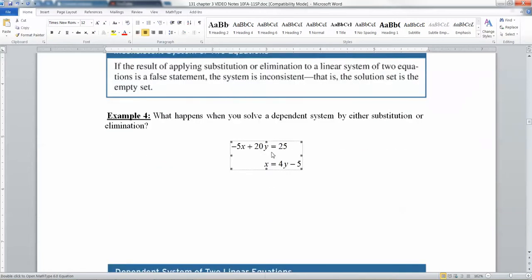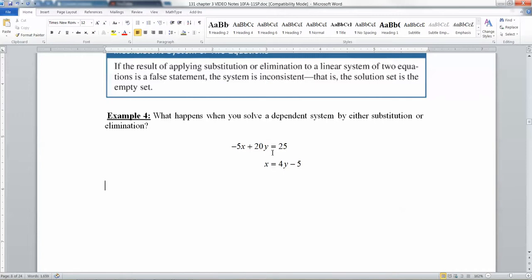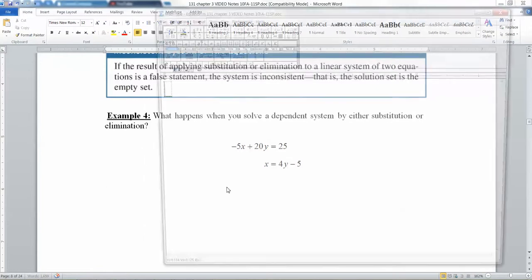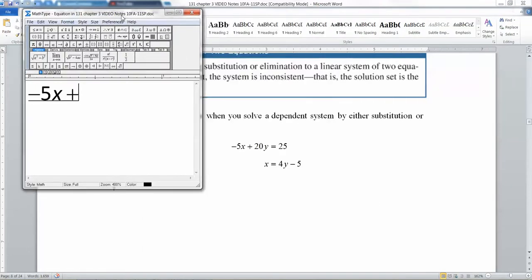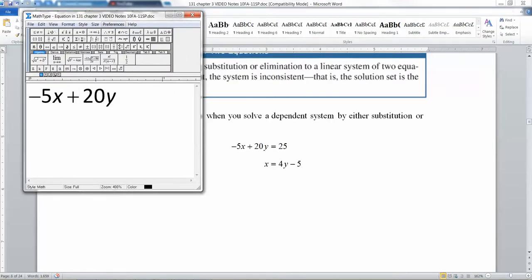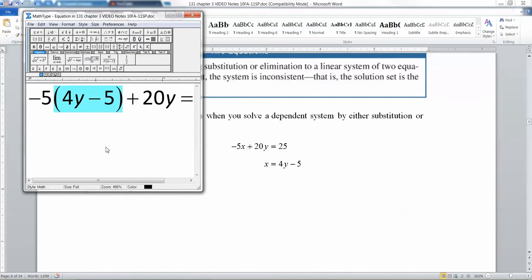All right, what about dependent? When you look at this one, hopefully you spot that you have a plain variable. Do you see the x equals by itself right there? This is ripe for substitution. So we are going to substitute. It was negative 5x plus 20y. Let me move it over so you can see. Plus 20y equals 25. And then what I'm going to do is instead of writing the 5x, I'm going to put 4y minus 5 because my equation is already solved for x on the bottom one. So instead of x, I write 4y minus 5.